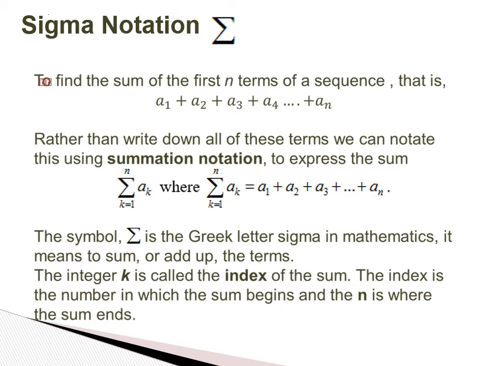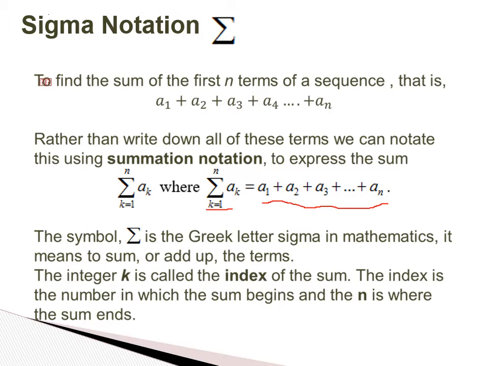Sigma notation is used to find the sum of the first n terms of a sequence. That is, to find a1 plus a2 plus a3 all the way up to a sub n. Rather than write down all the terms, we can notate this using summation notation to express the sum. As we have learned, math people love symbols. If they can write something smaller, we do. So the symbol of sigma notation takes a really long span of numbers being added together in a pattern and breaks it down into this little sigma-looking notation.